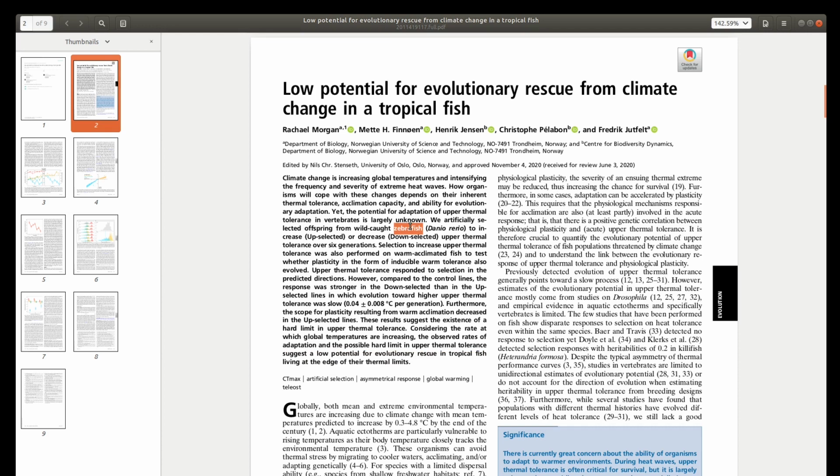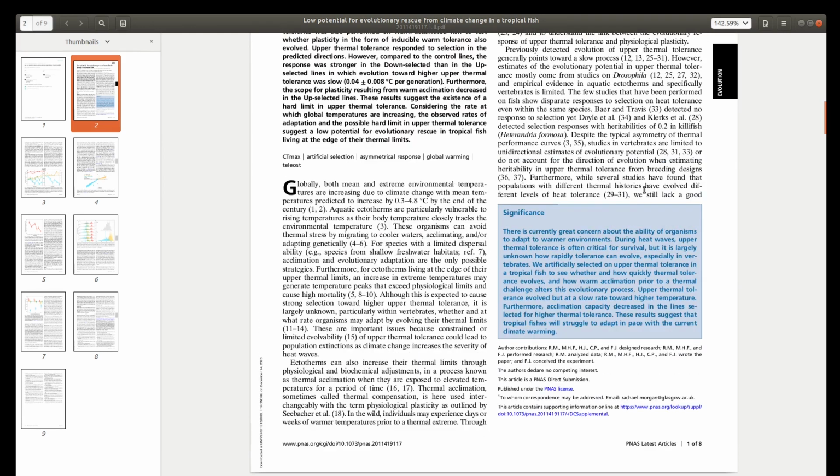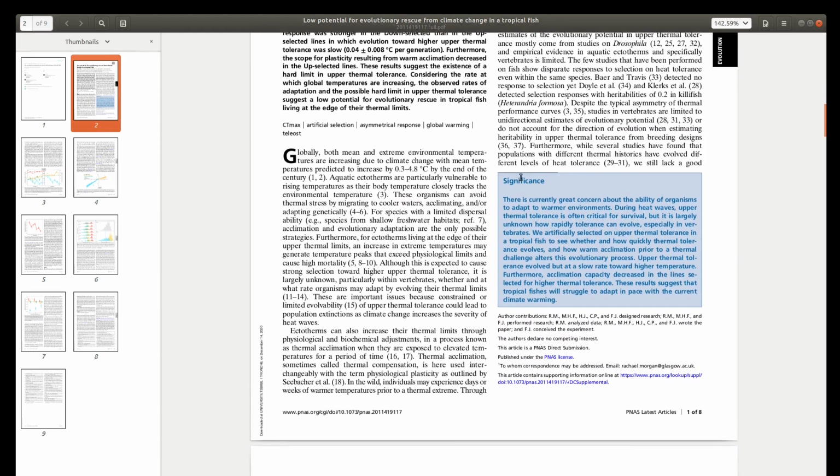And this is zebrafish, wild-caught zebrafish. Or in their little publicity blurb here, these results suggest that tropical fishes will struggle to adapt and keep pace with the current climate warming. Of course, this is only one species. We don't know what the case is for other species.